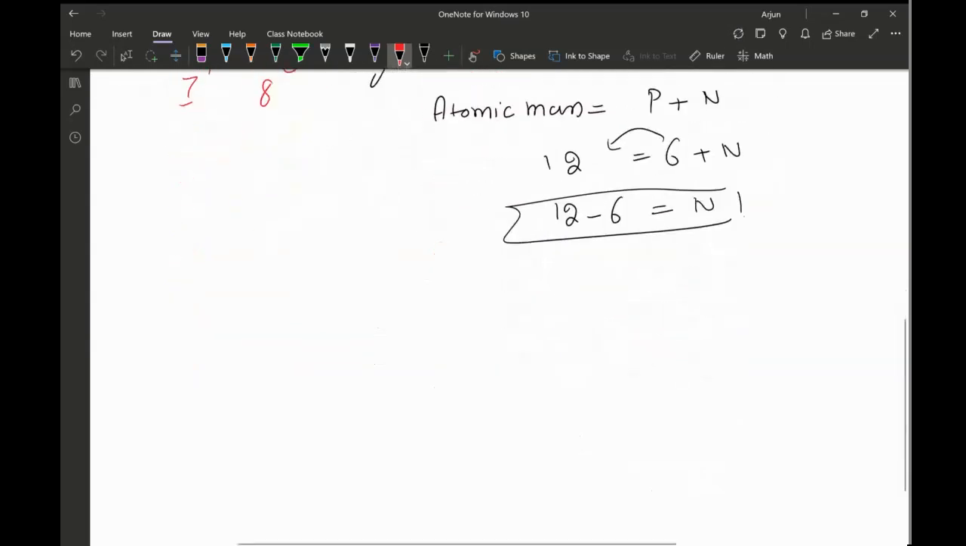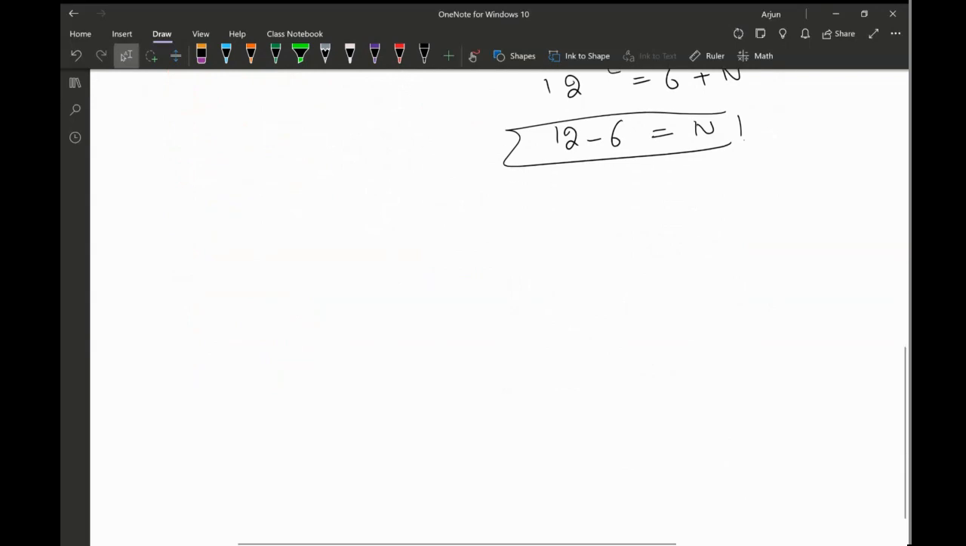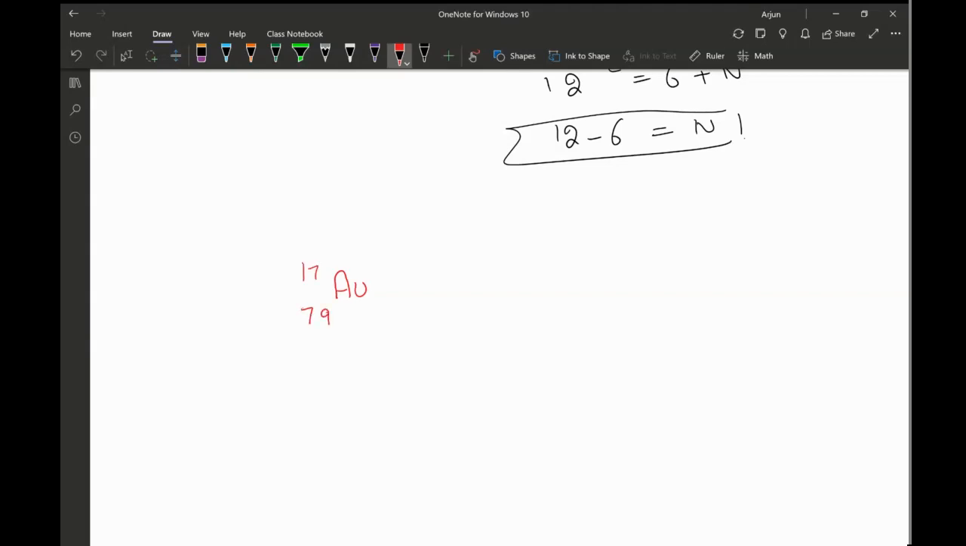All right. Now let's jump on to a simple example based on whatever we've learned. So gold, Au, is represented as 79, 197. And I wanted to find out the number of neutrons. So number of neutrons will be equal to 197 minus 79, and that's going to be 118.